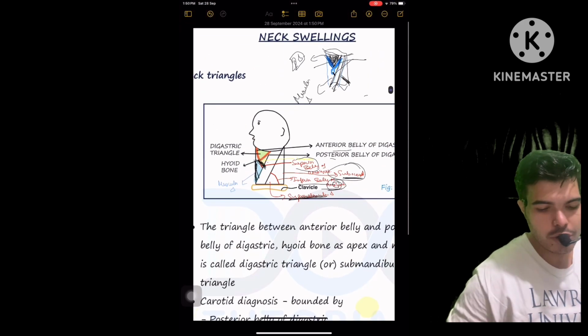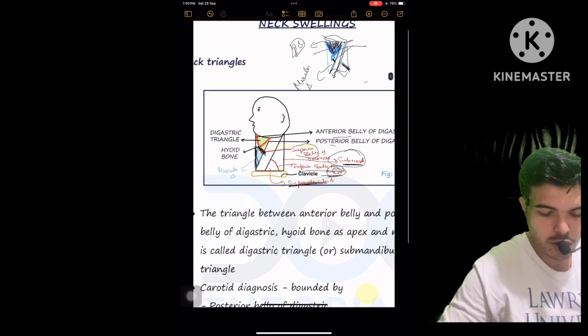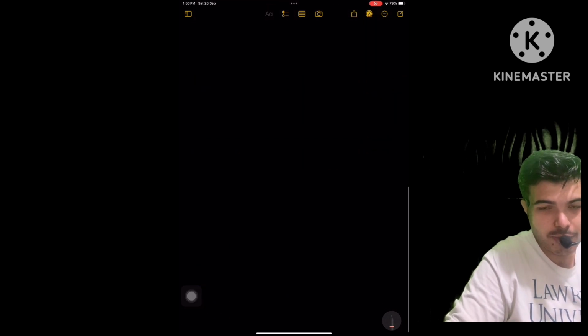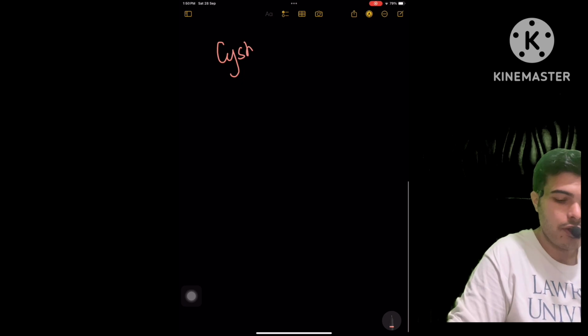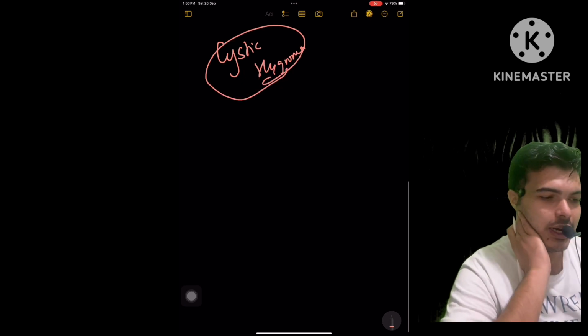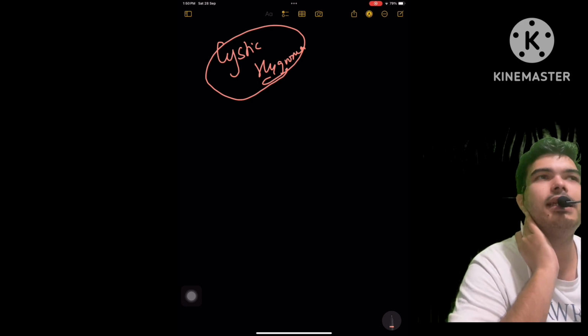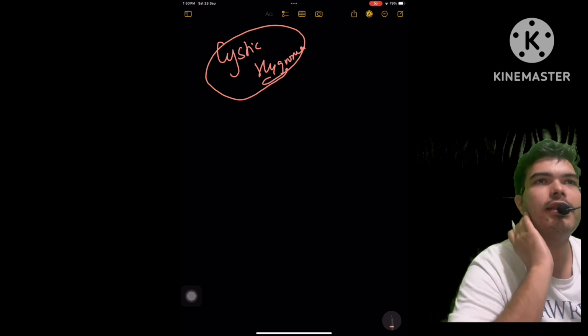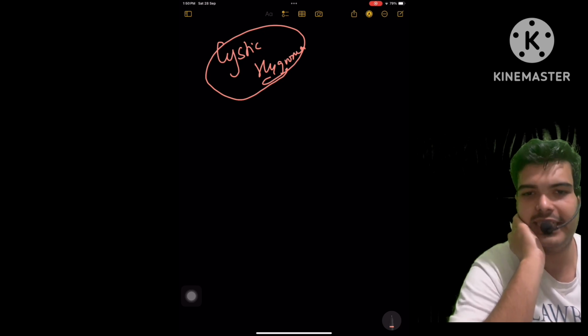So the first and foremost topic that we would like to start today is cystic hygroma. So we will start today with cystic hygroma. What is cystic hygroma? Cystic hygroma is actually a lateral neck swelling. It is seen usually in the posterior triangle of the neck. This can be seen in antenatal diagnosis also.